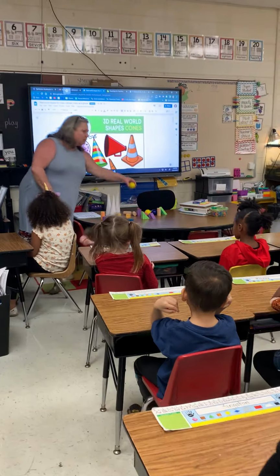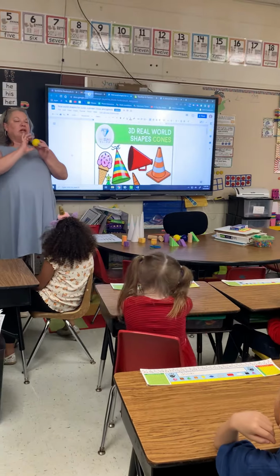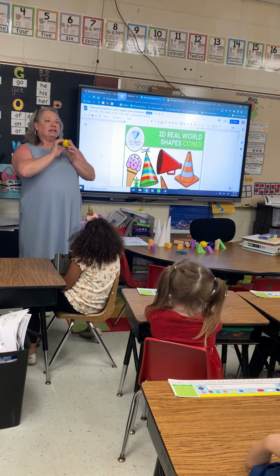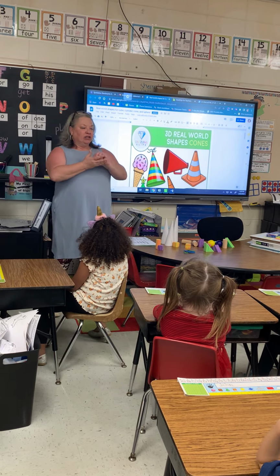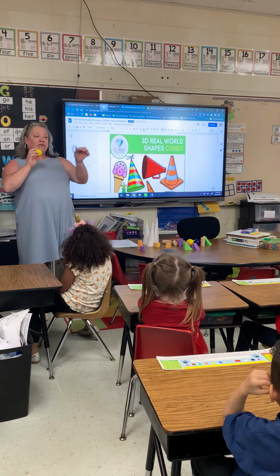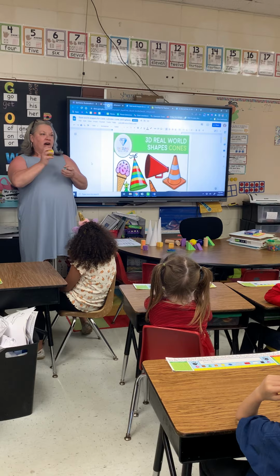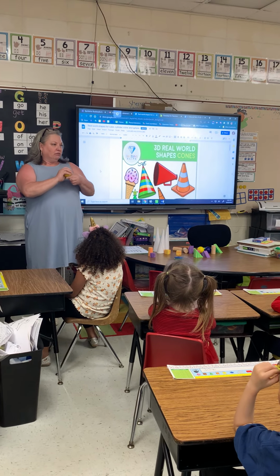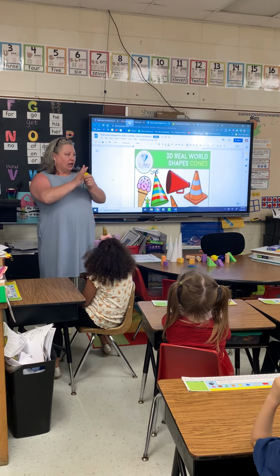Okay? Does anybody know what this is called? Circle. Grace? Sphere. A sphere. And look, it's like a circle, it's round, but remember this one's flat. This one's not. This one you can feel, it's got shape to it.